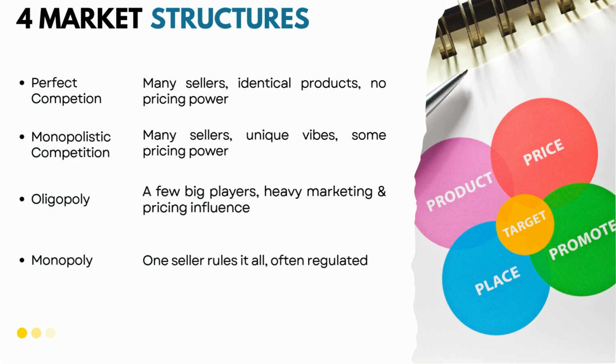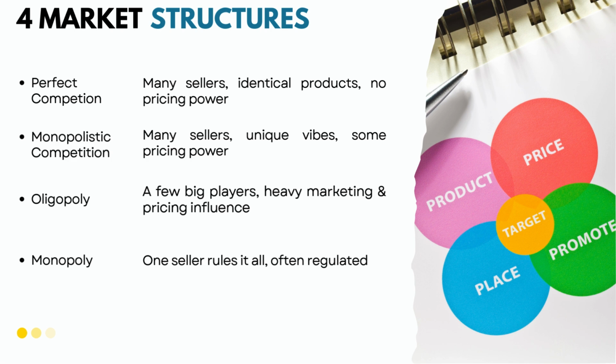So right now, perfect competition. It has many sellers, identical products, and no real pricing power. We're going to use wheat, for example. Monopolistic competition has many sellers, a unique vibe, and some pricing power. For an example of that, let's look at different types of restaurants or different shoemakers.